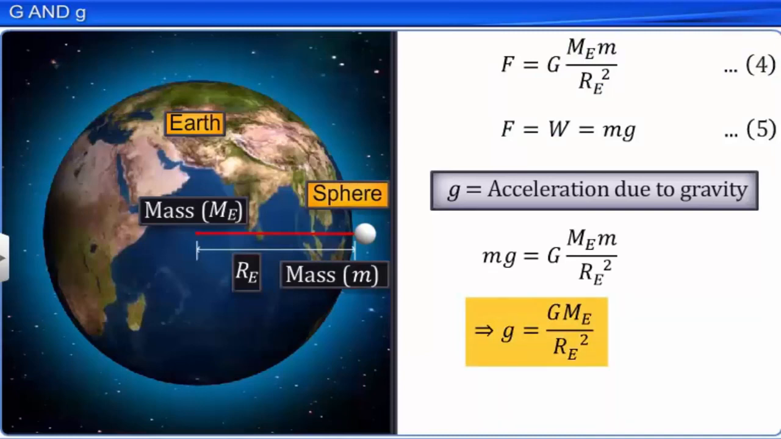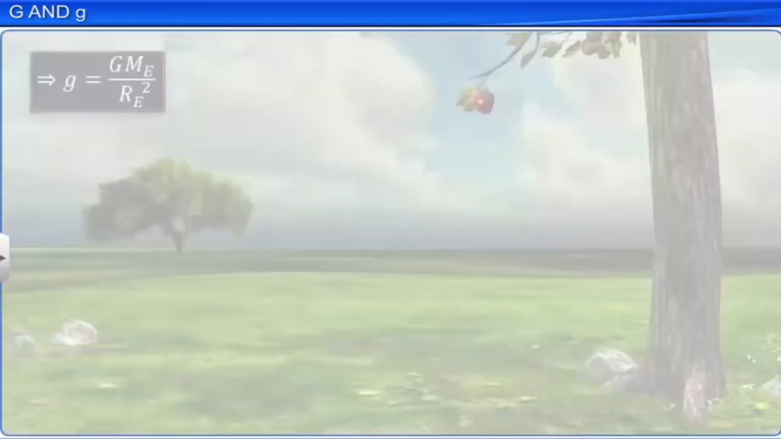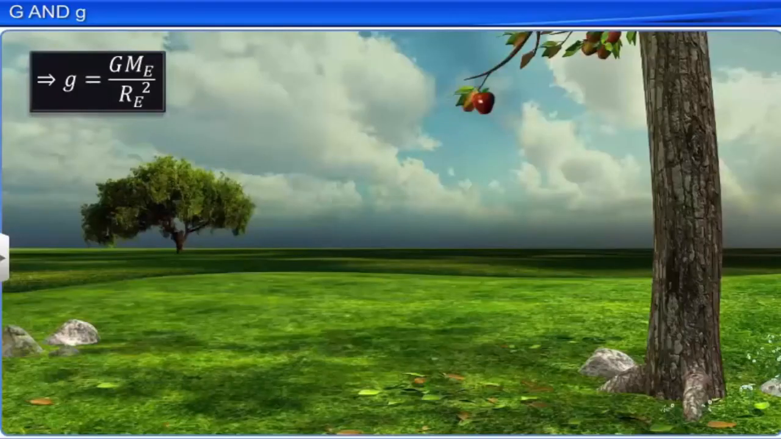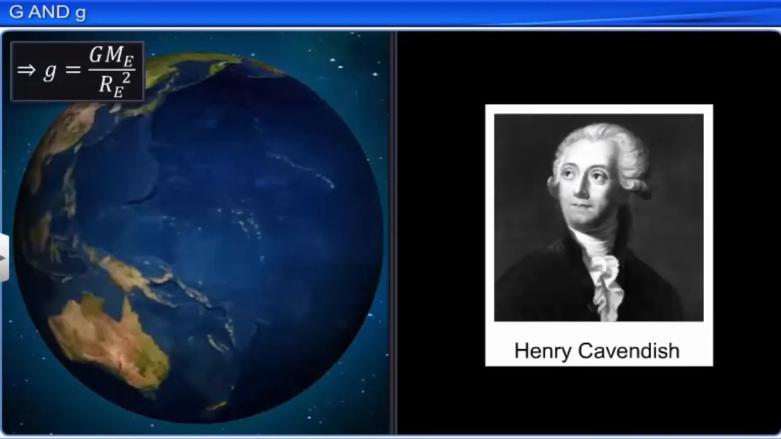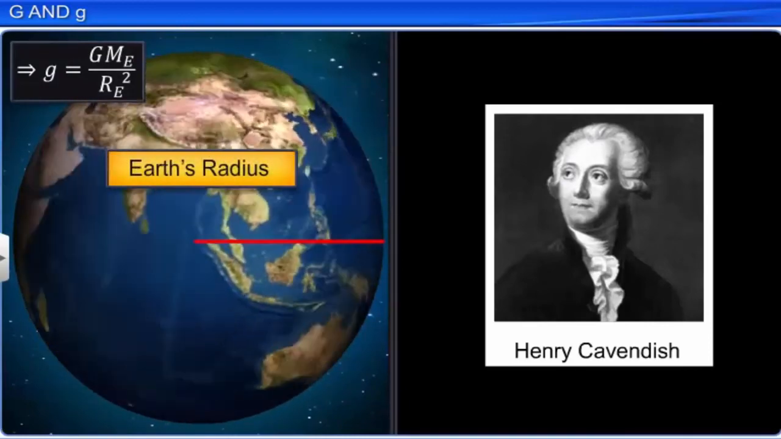To determine the value of g, we can perform simple activities like dropping a body from a known height and measuring the time taken to descend. Knowing the values of the radius of the Earth and the value of g enables one to measure the mass of the Earth.